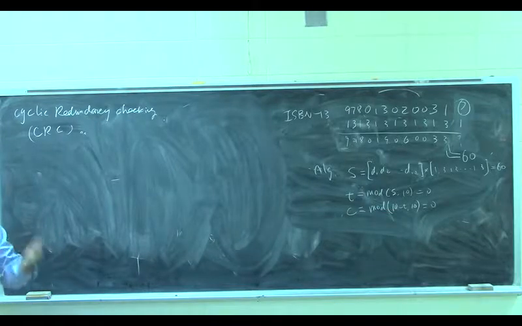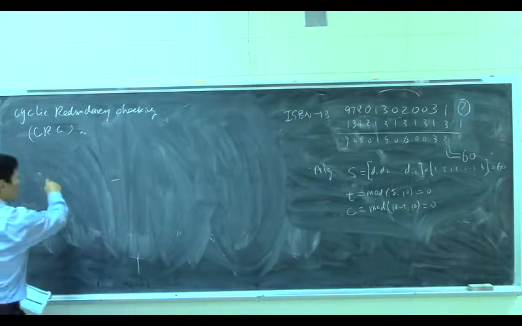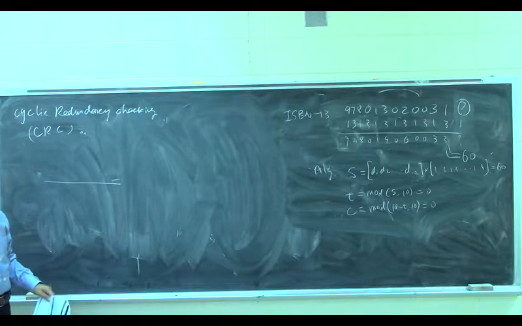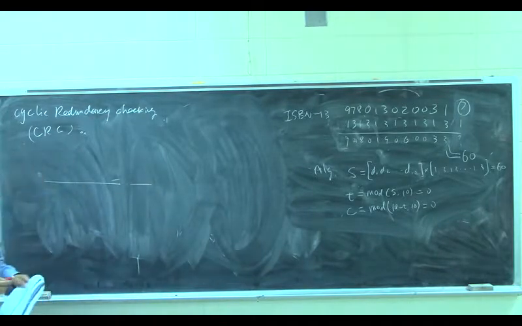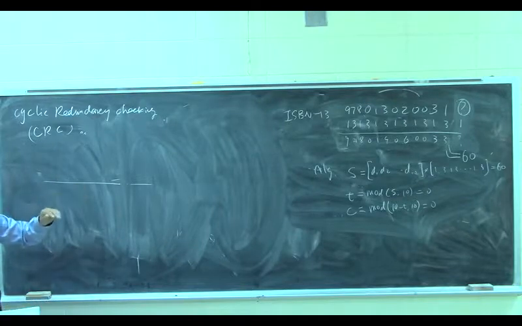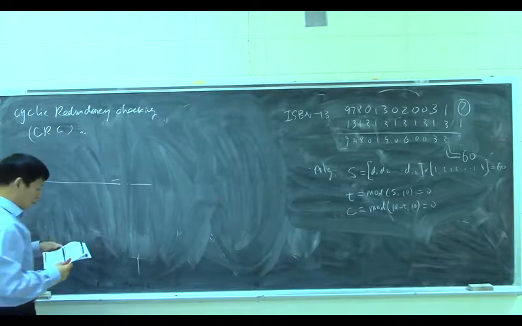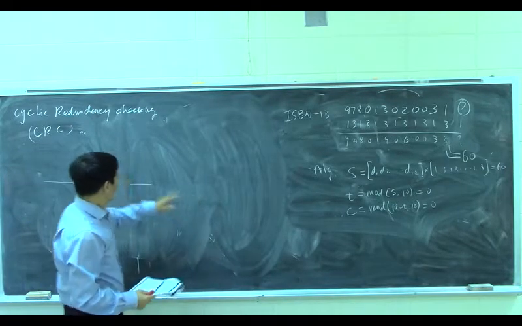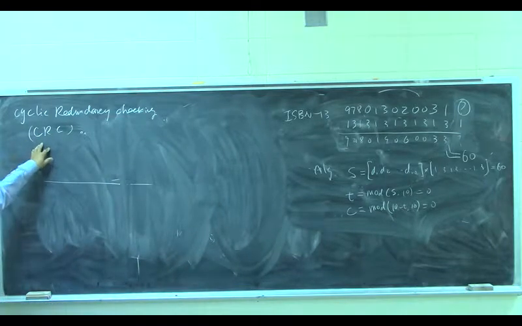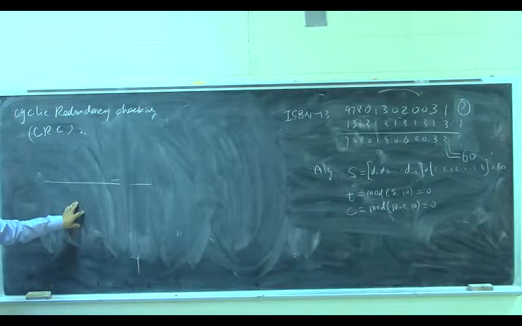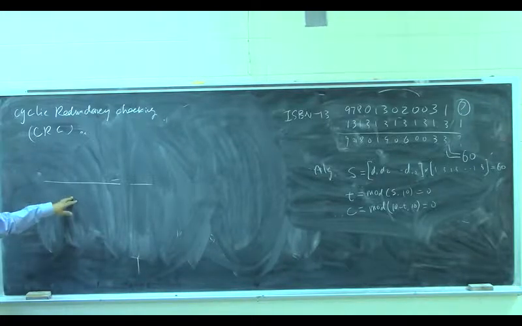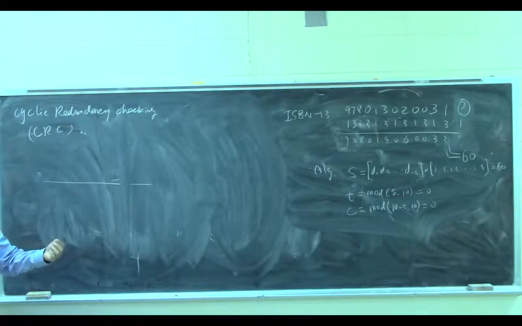We have a message, right? Several bits. We need to add some checking blocks. And what's the difference between CRC and the parity we discussed so far? The parity, the checking digit or the checking sum, there's only one bit.